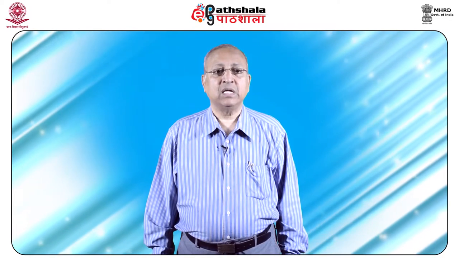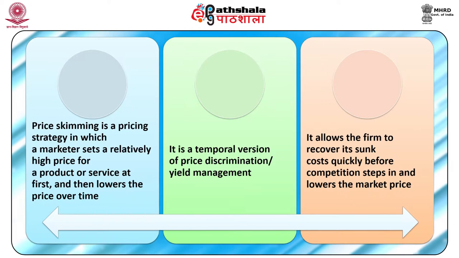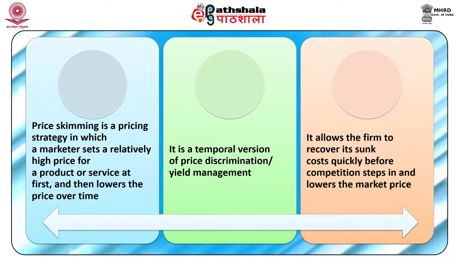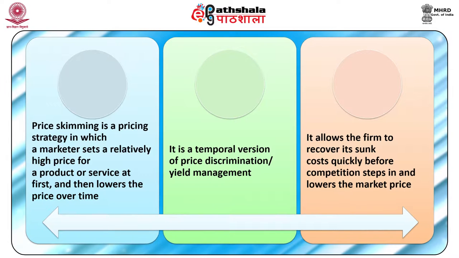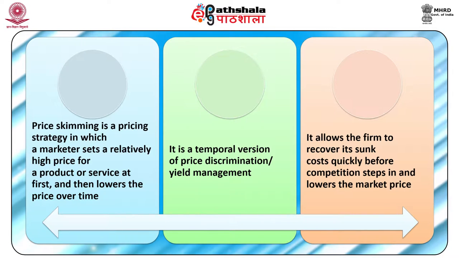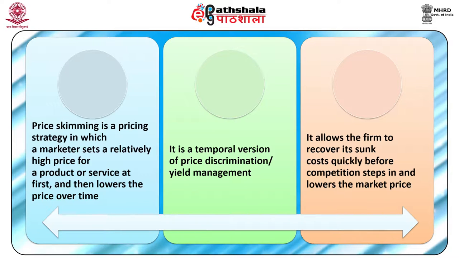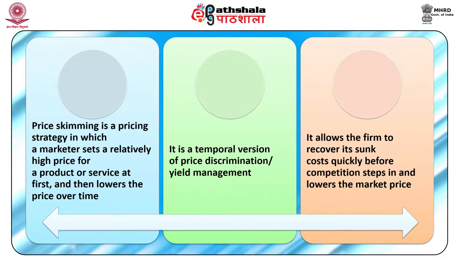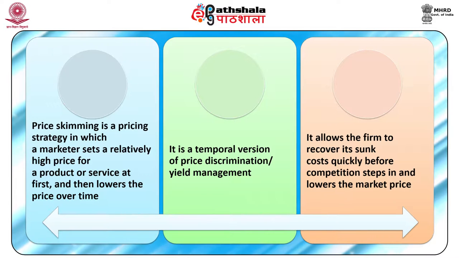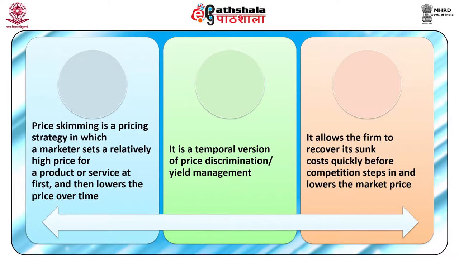Now, let us consider price skimming. Price skimming is a pricing strategy in which the marketer sets a relatively high price for the product or the service at first, and then lowers the price over a period of time. It is a temporal version of price discrimination, and it also yields better results. It allows the firm to recover its sunk costs quickly before competition steps in and lowers the market price.